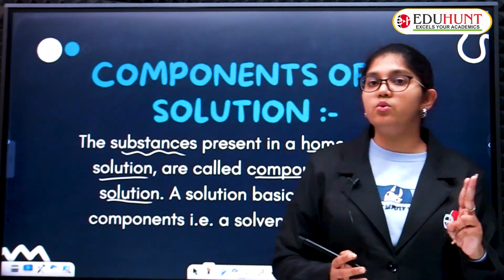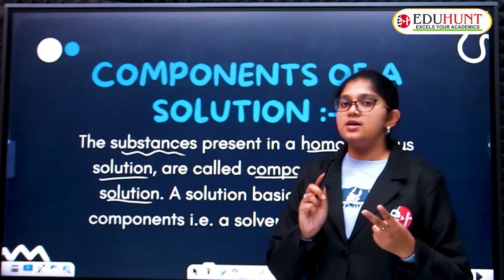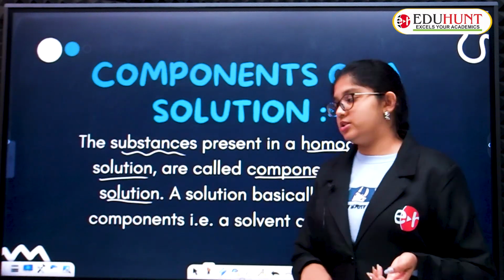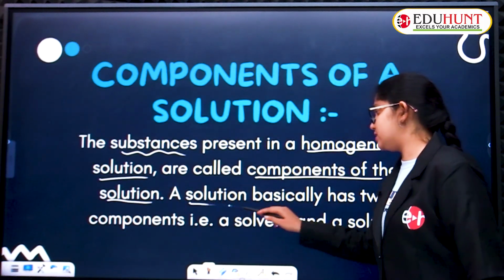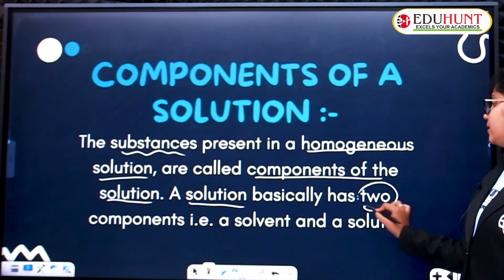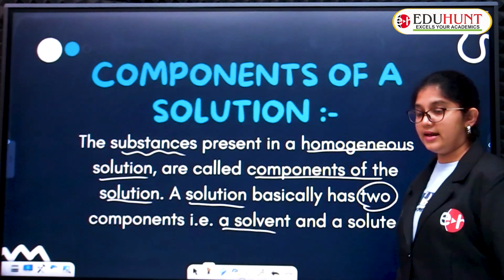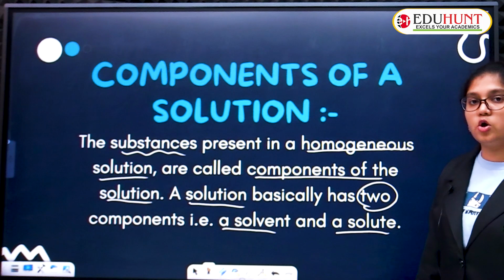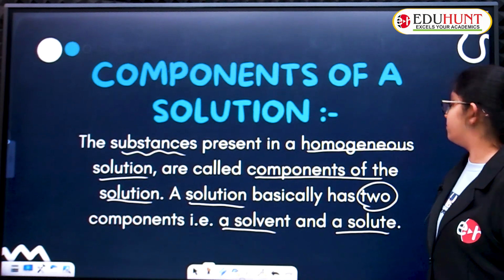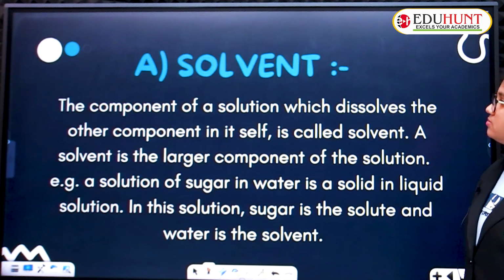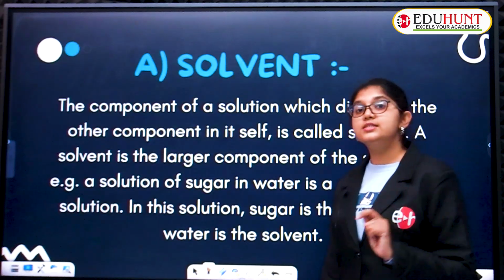What are the two? We already discussed, we already know, no? What is that? Very good, solute and solvent. A solution basically has how many? Two components, that is a solvent and a solute. Hope you're clear with this? Very good. Next one, solvent. First one is about solvent.